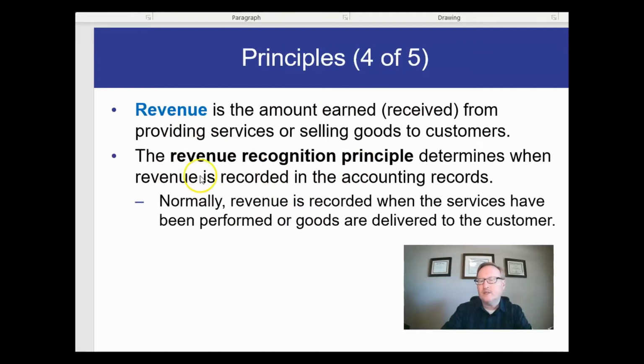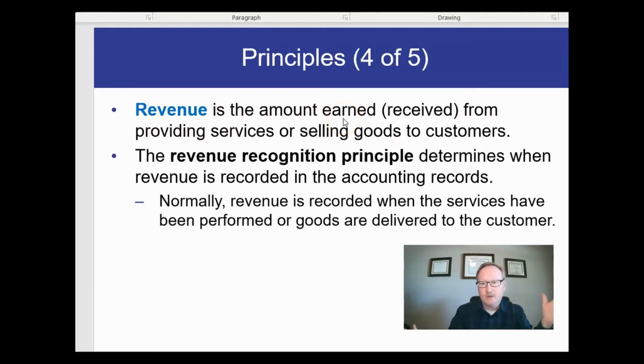So the most important thing to know about this recognition is we're going to recognize it at the time that you earn it. And that's why, again, it seems simple, but in reality, accountants are always looking at this time frame. I recognize this revenue, I provided the service, and I earned it. I mowed the lawn, and now you owe me for mowing the lawn.